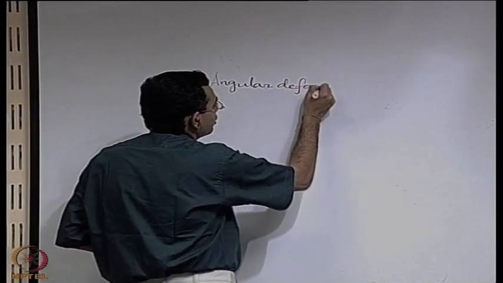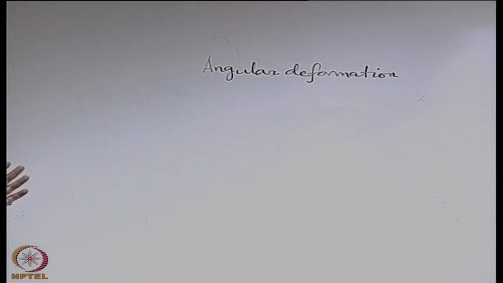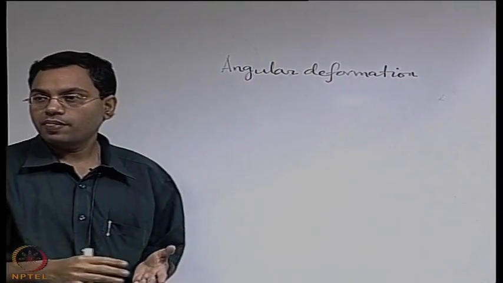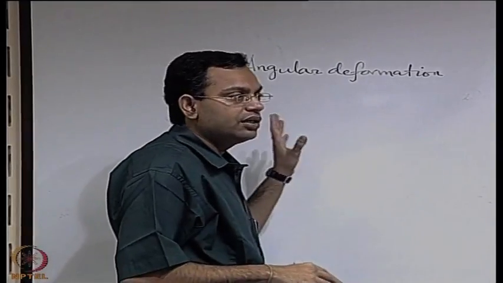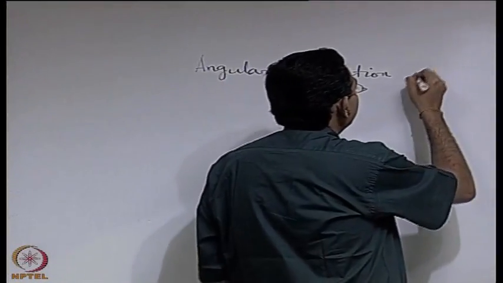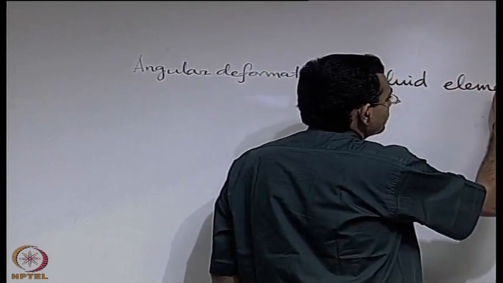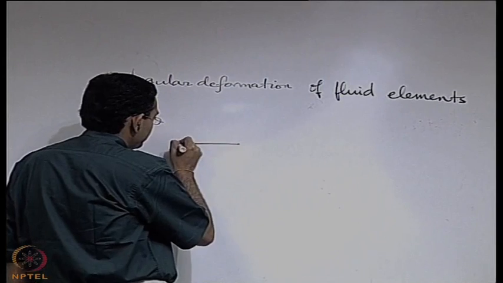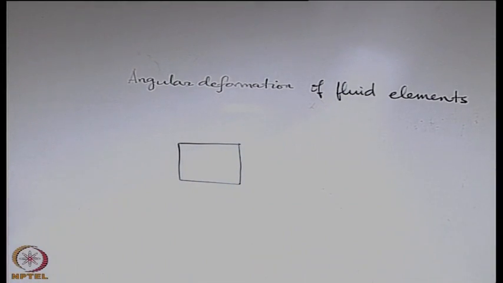we will try to first sketch how a fluid element when deformed angularly will look, and then try to quantify it in terms of the velocity components. So, angular deformation of fluid elements. Let us say that we start with a rectangular fluid element like this.